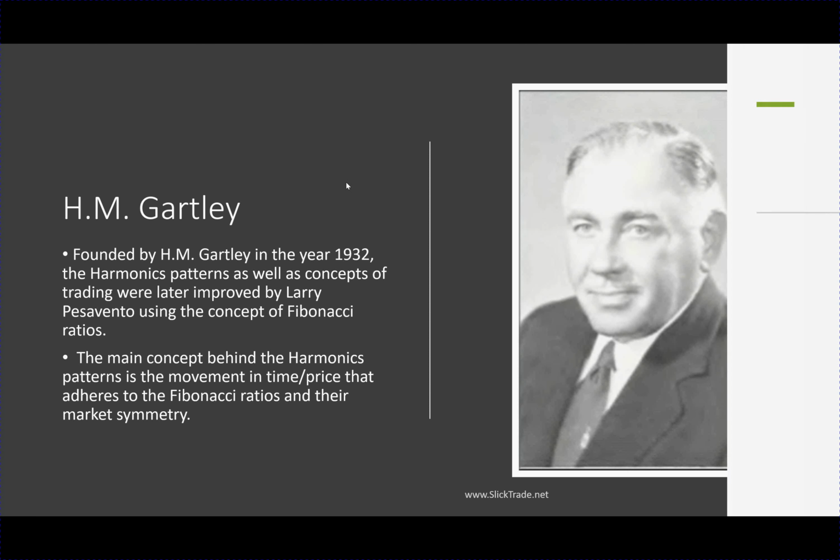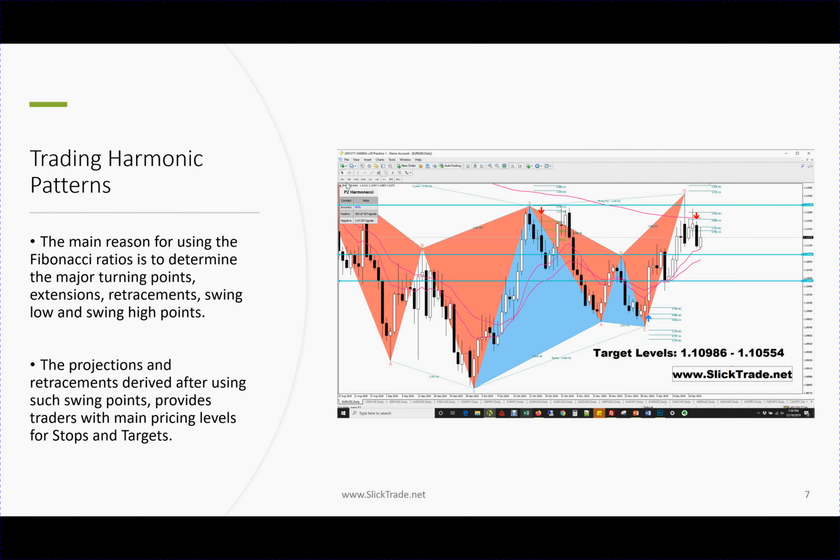Trading harmonic patterns. The main reason for using the Fibonacci ratios is to determine the major turning points, extensions, retracements, swing low and swing high points. The projections and retracements derived after using such swing points provide traders with main pricing levels for their stops and targets.